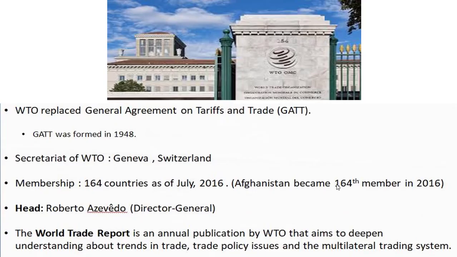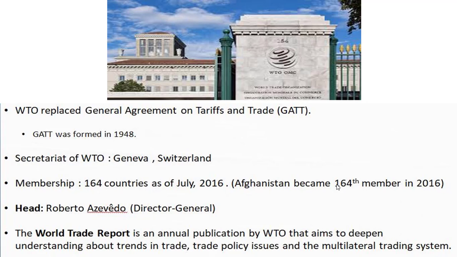WTO replaced General Agreement on Tariffs and Trade, GATT. GATT was formed in 1948 after World War II. Secretariat of WTO is in Geneva, Switzerland. The photo represents the Secretariat. Present membership is 164 countries or 164 member nations are there as of July 2016. Afghanistan is the latest member. So you should know the member nation, number of member nations, who was the last or the latest member, Secretariat, or some history of WTO.